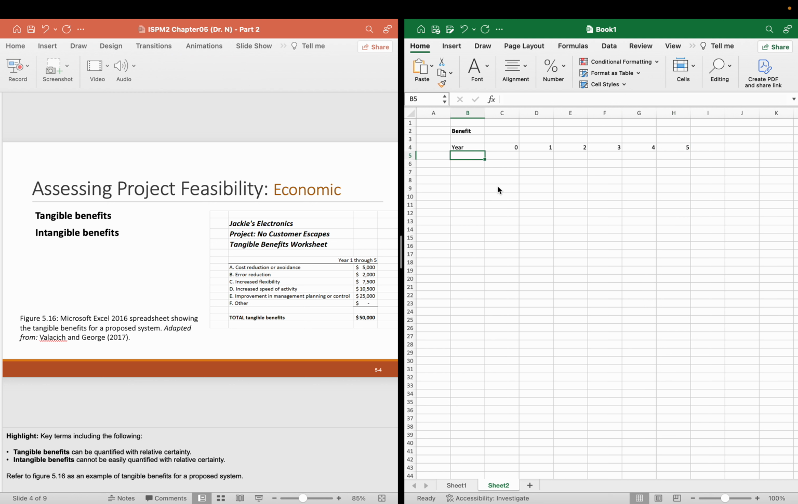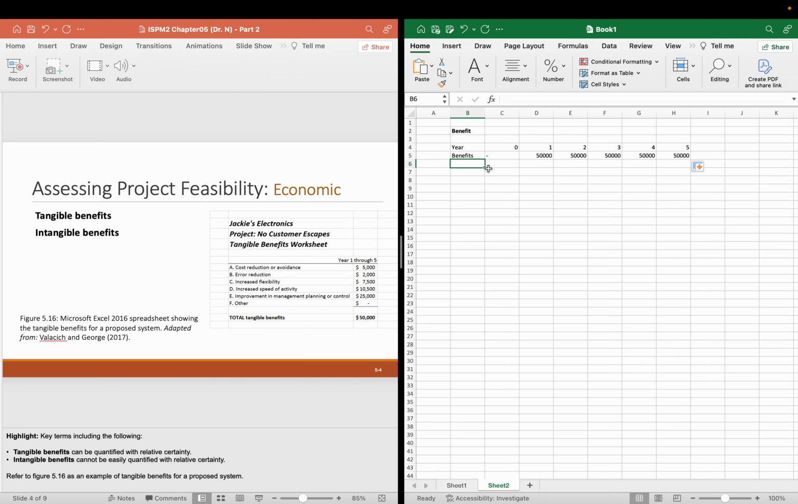The second one is the benefits that we expect to get. So year 0, we don't have any benefits, right? The benefit will start from year 1. The total is $50,000. So for all of these years, the benefit would be $50,000. So I just extend $50,000 to the next years.